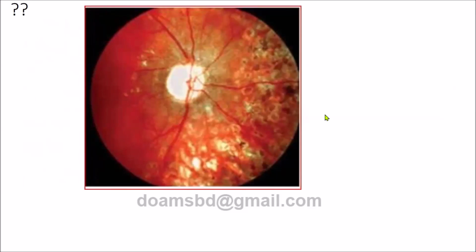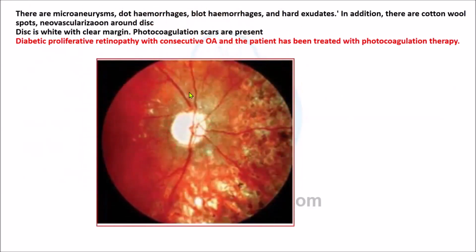Now this one. What do you think happened there? Photocoagulation. Yes, post-operative photocoagulation. Now I am asking you an additional question. If it is photocoagulation, let me say that this is photocoagulation, diabetic proliferative retinopathy, many things are there. I am asking another question. I hope all of you can give the answer. Then I will think that today's discussion has been a successful one.